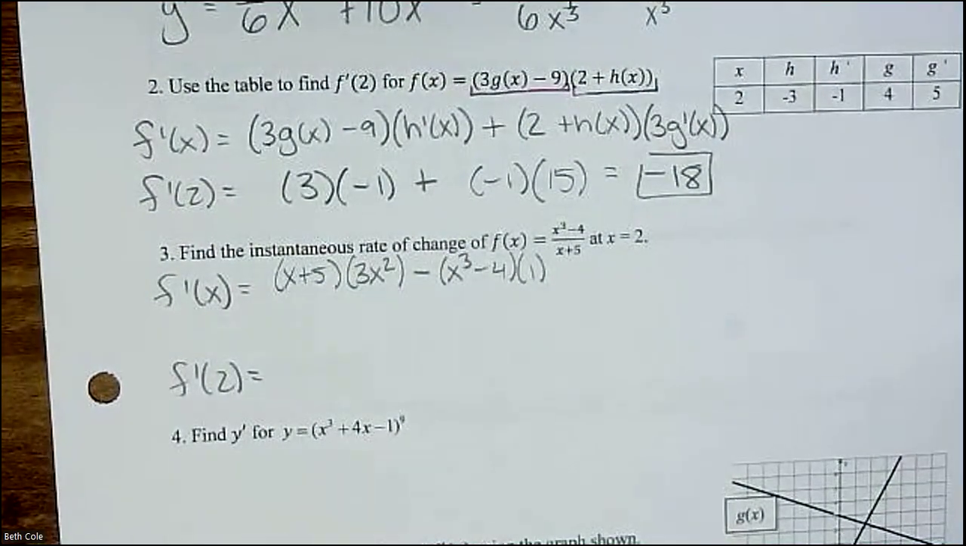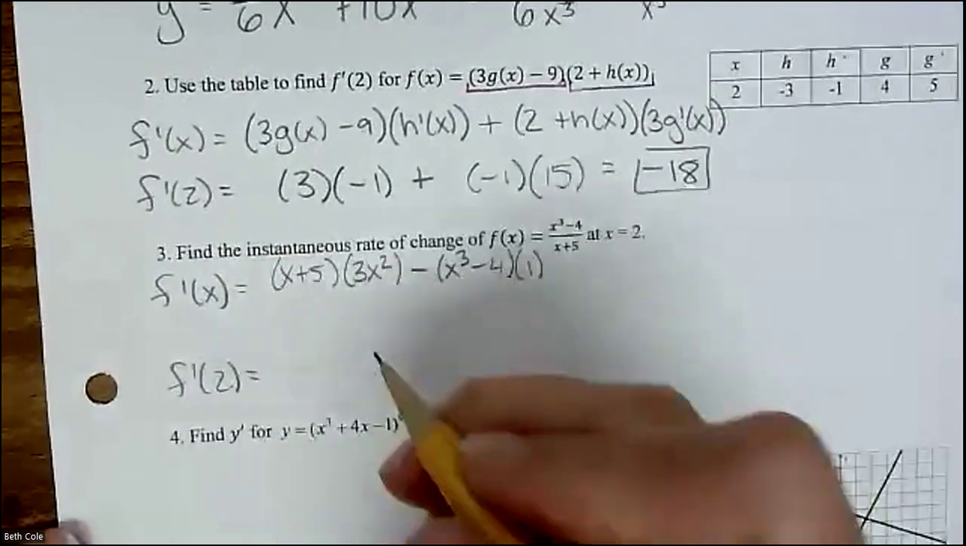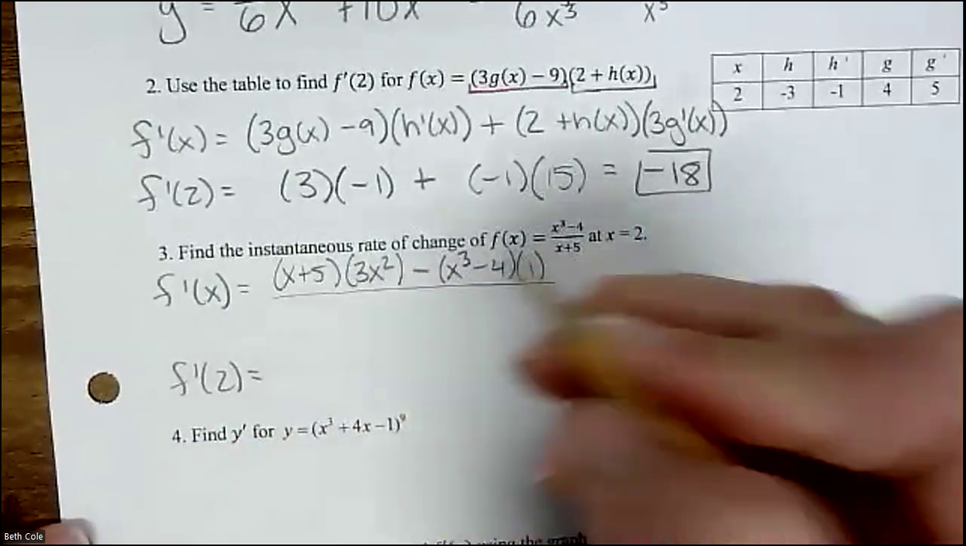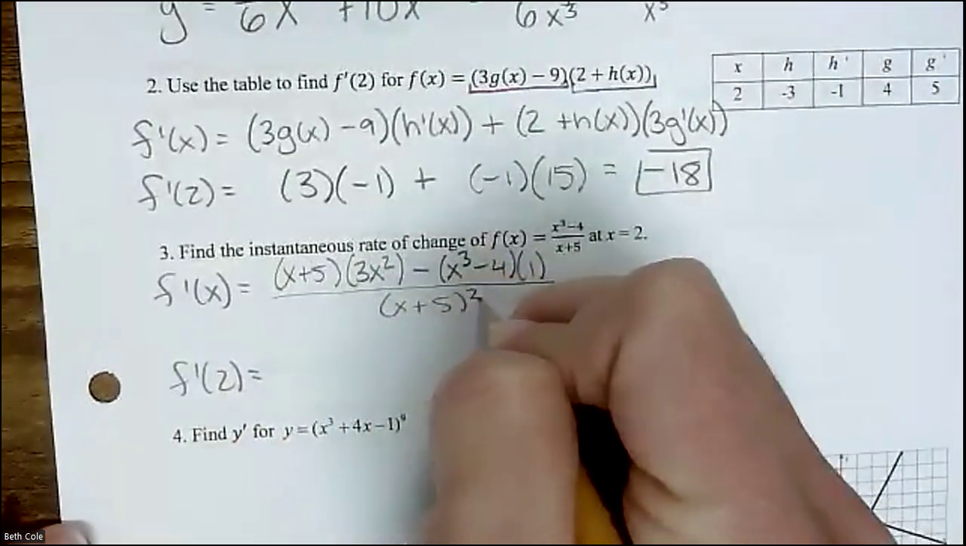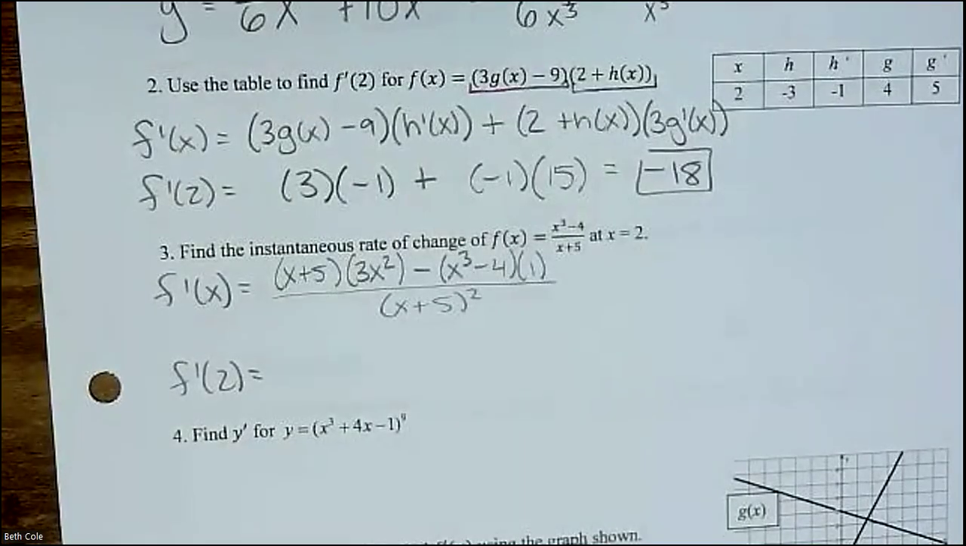Remember how I said when you're first learning it, you should always do that, and if you want to still, that's fine. But if you're like, nah, I really don't want to, I think we've gotten to that point where you can drop that. Okay. Over denominator squared. And then we're just going to plug in 2, see what we get.